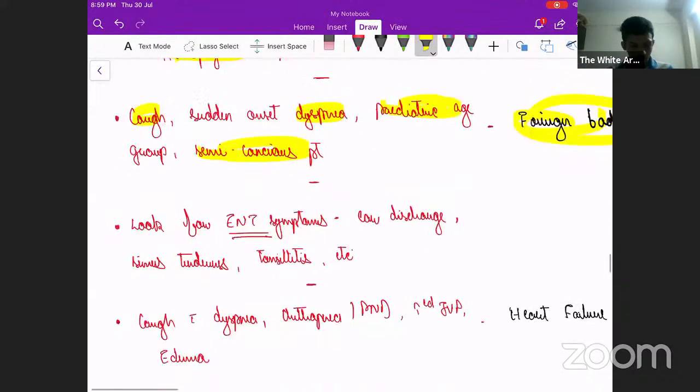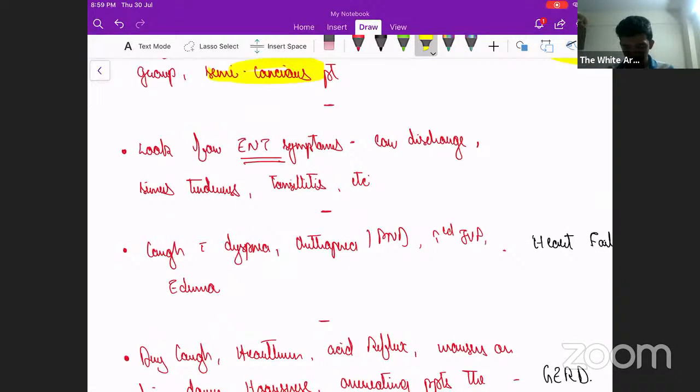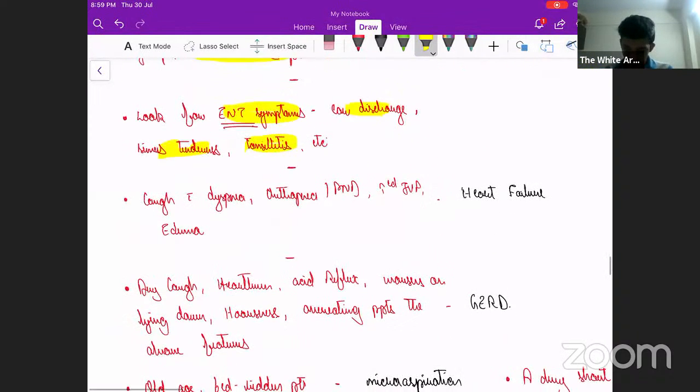Next, you'll have to look for local ENT symptoms along with examination. So ear discharge, sinus tenderness, tonsillitis, all these things have to be sought for. Next is CVS, most common cause, heart failure. So that will come with, again, dyspnea, orthopnea, PND, raised JVP, edema, pedal edema, abdominal swelling, right upper quadrant tenderness, all these things will be present.